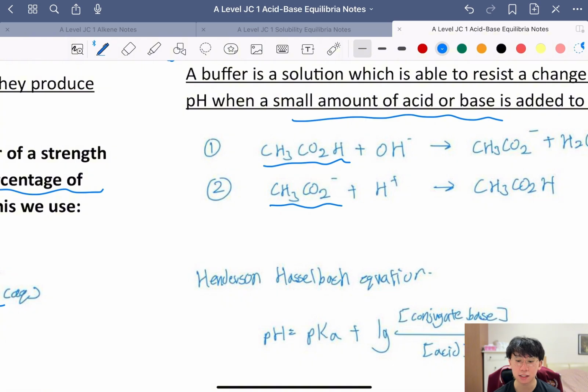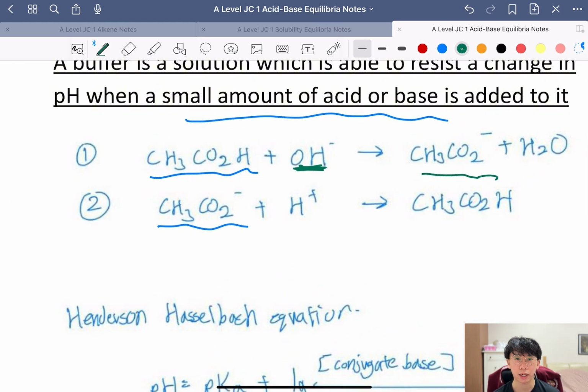Now the acid is going to react with any small amount of OH minus and just react it away. And that's how it resists changes to a small amount of OH minus added. You can do the same thing with the base, where it reacts with a small amount of H plus added to get a product. And do take note that the two arrows over here are full arrows, because the buffer is completely reacting away the small amount of acid or base.